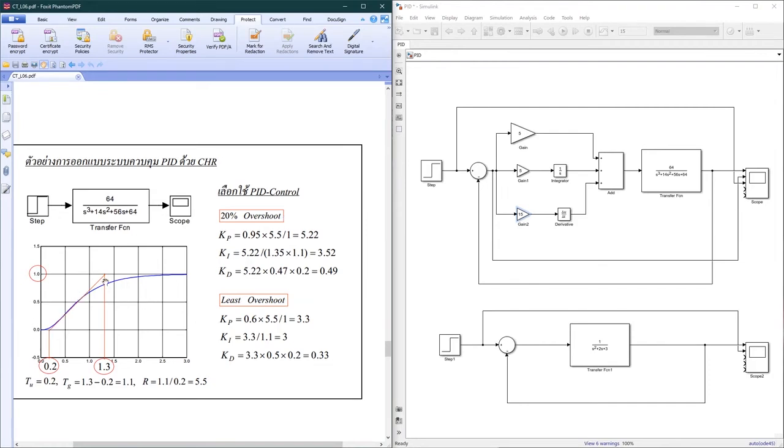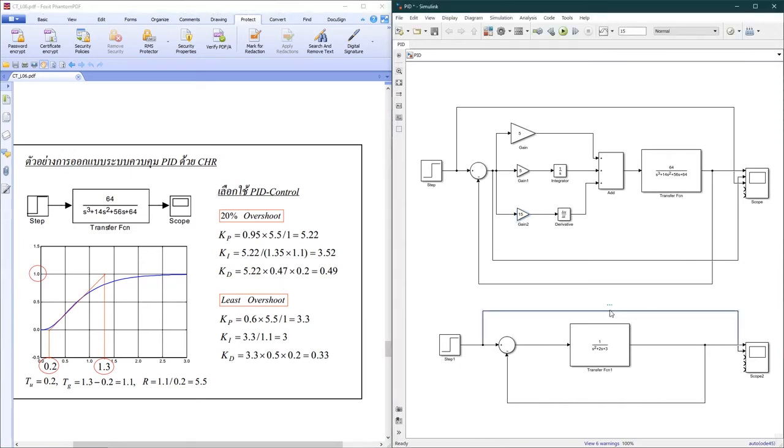See on the paper, it's already delivered TU and TG. TU is around 0.2 and TG is around 1.1. So R is 5.5. And then substitute this variable in the formula. If you choose 20% overshoot, calculate on it. But if you choose least overshoot, substitute on that formula. Finally, you will have KP and KD according to this paper.